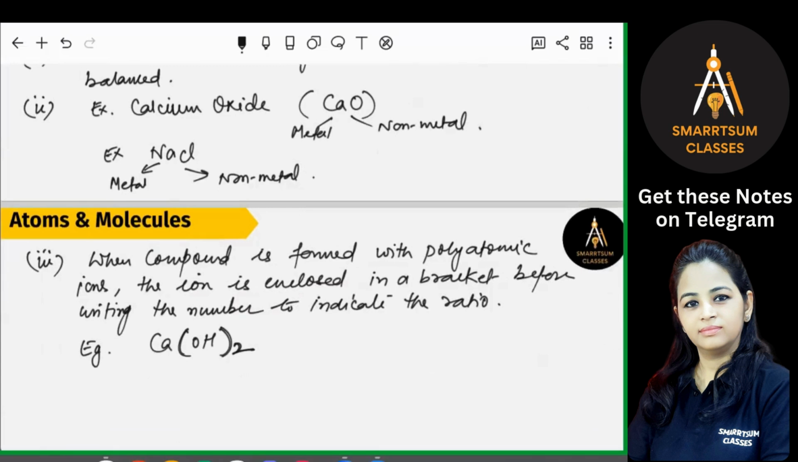If the polyatomic ion is just 1, for example, sodium hydroxide, here just one OH ion is present. So here we do not write any bracket. But in calcium hydroxide there are 2 hydroxide ions which bind with the calcium ion, so we put the bracket here, but in sodium hydroxide a bracket is not required. Is that clear? So these are certain rules which we have to follow while writing the formula of compounds.